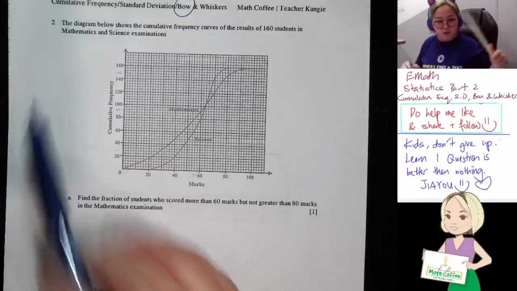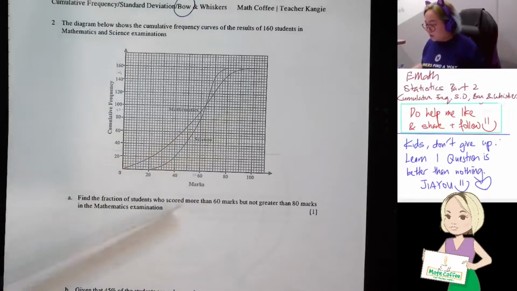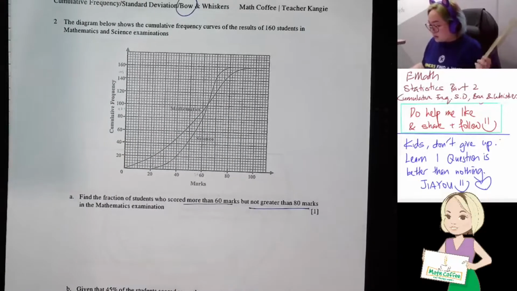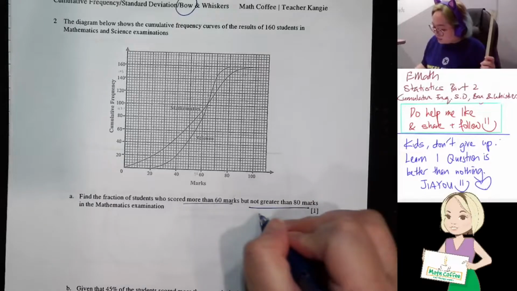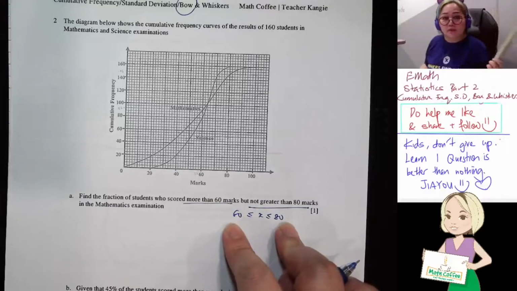Okay, now let's focus. Okay, the diagram below. Find the fraction of students who score more than 60 marks but not greater than 80. So they're asking you to find the marks which is between 80 and 60. So in this situation, you have to go and find 60 as well as 80.